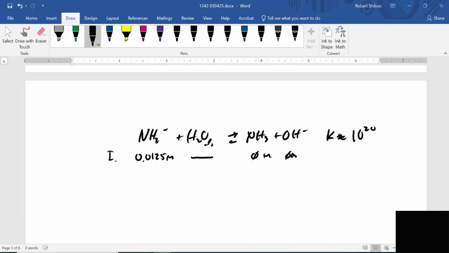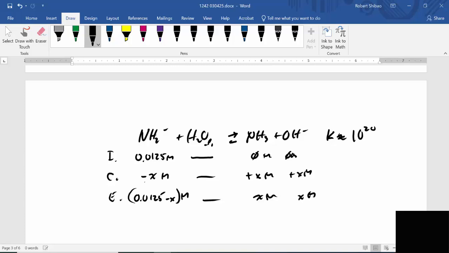So which direction is this going to go? Do I have to calculate Q? No, I don't, because it's only one way it can go, and that is minus, plus, plus. In other words, this cannot be plus, minus, minus, because we can't go lower than 0. 0 would be the floor. And so at the end of this, at equilibrium, we're going to have 0.0125 minus x. This is an x and x molar.